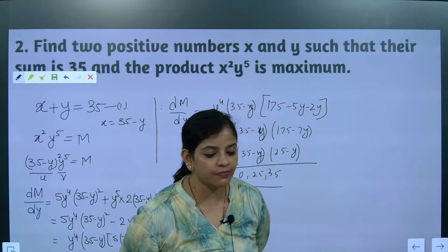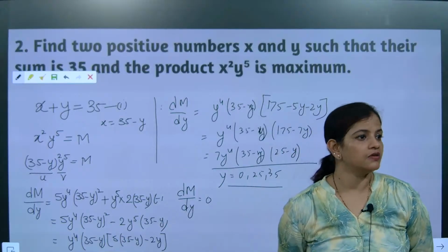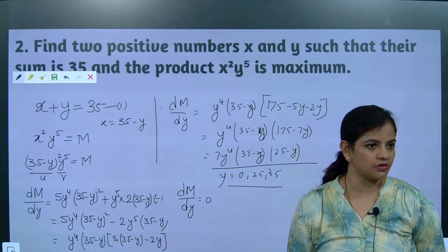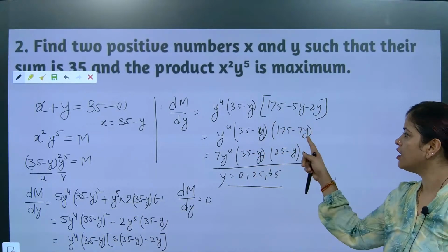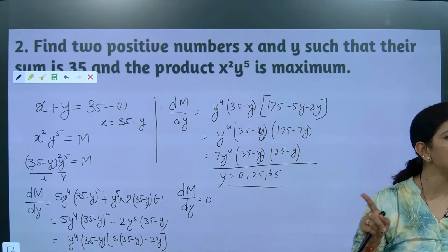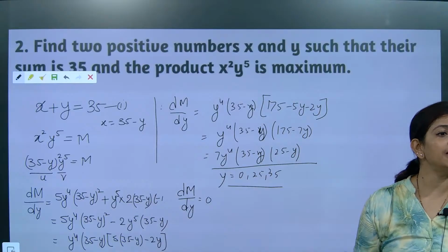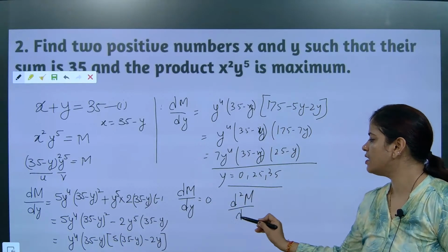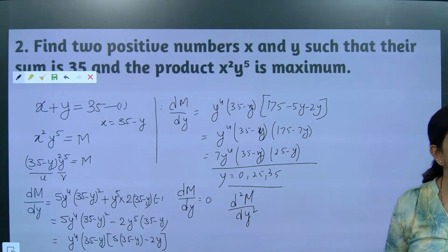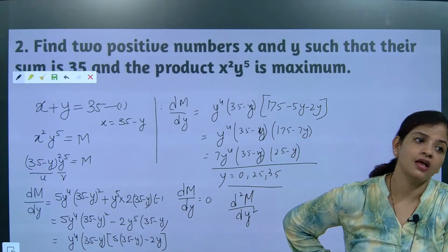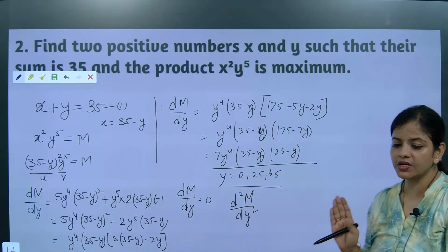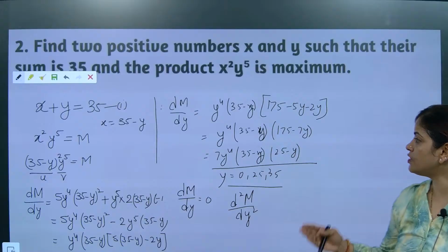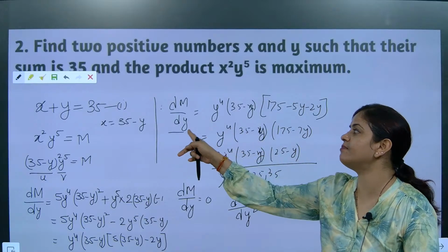But beta, which value will go for critical? You need to check here because they asked for maximum. So one more time you have to differentiate. The entire slope that you got, you have to differentiate one more time. It will give you d2M by dy square, because they are asking maximum. So here the biggest work in the word problem is you need to differentiate one more time. You should have patience of differentiating dM by dy.